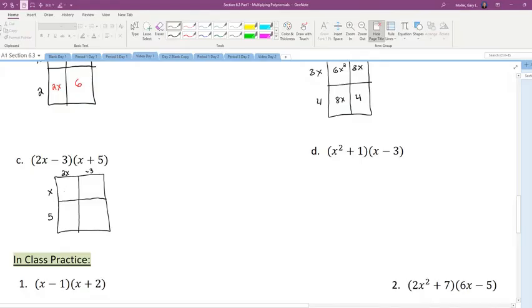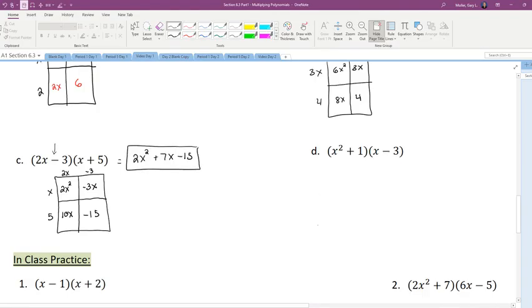2x times x is 2x squared. Negative 3 times x is negative 3x. Okay, see how I handled that? 2x times 5 is 10x, and negative 3 times 5 is negative 15. So it's important that when you have a subtraction, you treat it as a negative 3 and organize your multiplication in that way. So that gives us an answer to this multiplication question of 2x squared. We can combine these together, plus 7x minus 15.